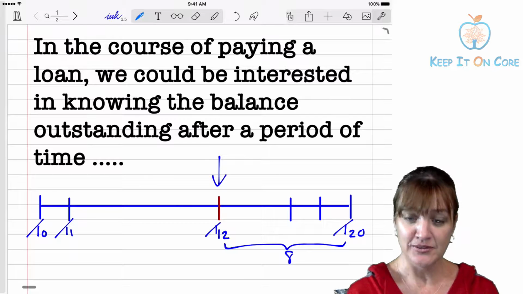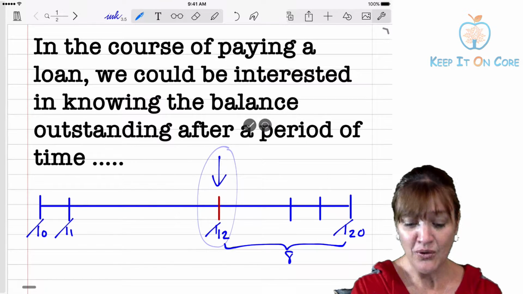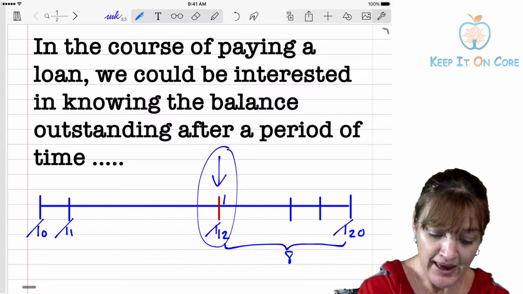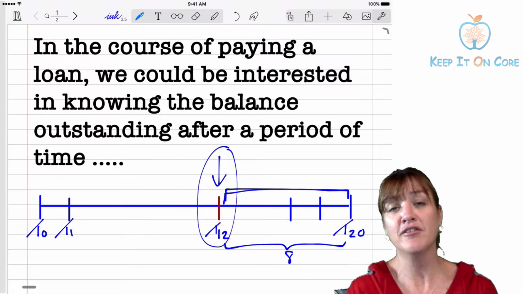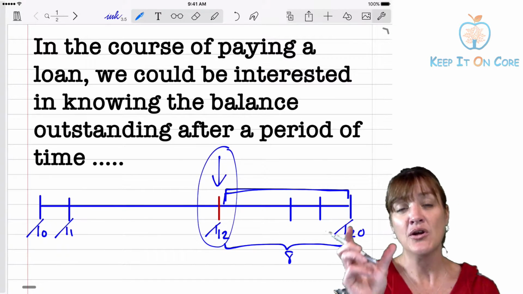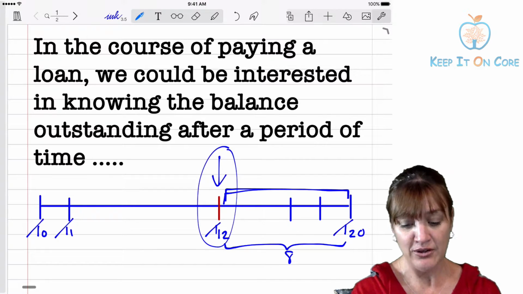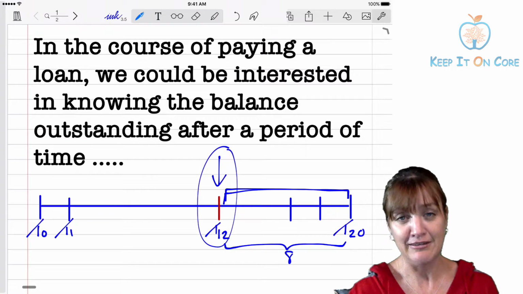So what we then do is the following. We would work out the present value of the loan at this point, but this present value needs to be paid off over an additional 8 periods. So we need to know, in this situation, what the present value of the loan would be at term 12 when there are still 8 periods left to go.